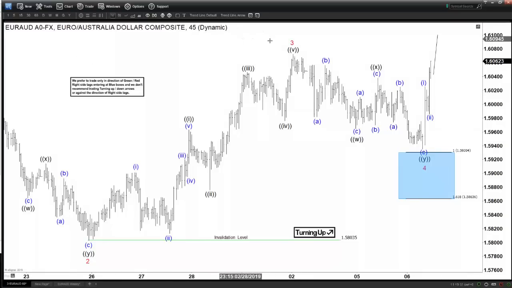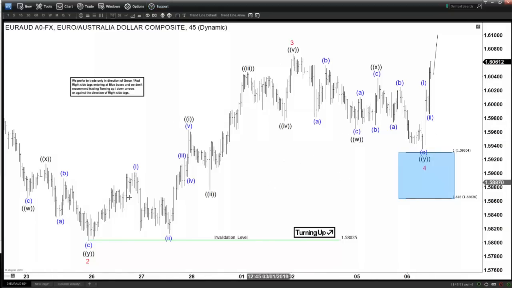We will be looking at the short-term structure of the EURAUD. This is a 45-minute chart. We can see it rallies pretty strongly now, and we are looking for the pair to continue the rally to the upside. It is about to break above this previous peak over here.